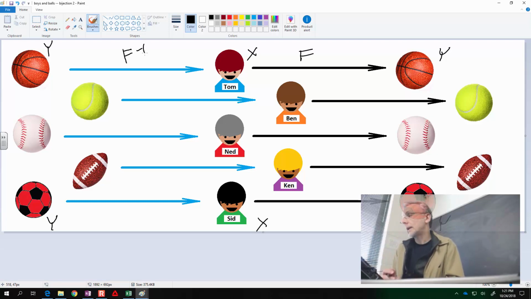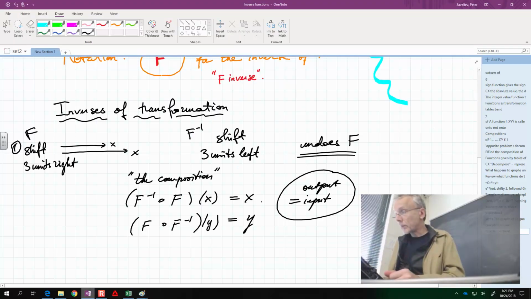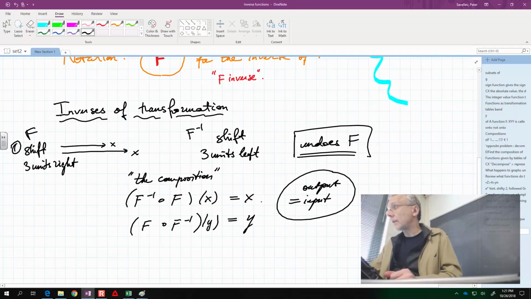So like I said, if you eliminate this, then what's the effect of this composition? There is no effect. Everything remains the same. That is a trivial transformation where nothing is happening. Okay, so that's what we mean when we say the inverse undoes the effect of f. It brings everything back where it was.